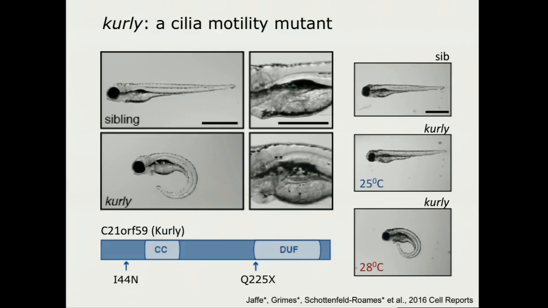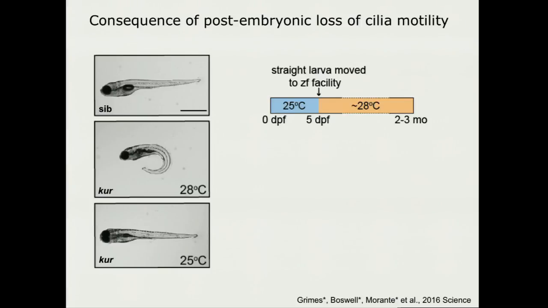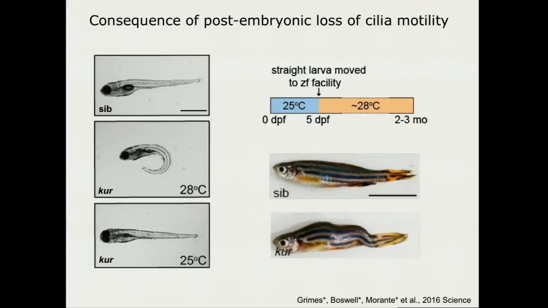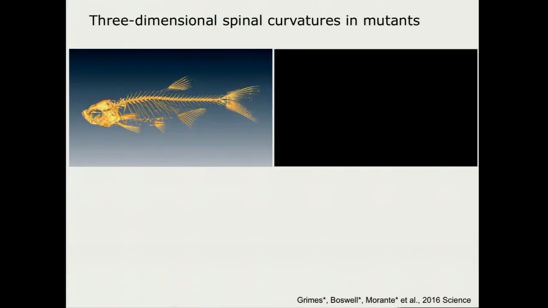So this temperature sensitivity was really, for us, an opportunity to shift the temperatures at which these fish are raised so that we could rescue early embryonic defects by keeping them at a low temperature for the first 5 days of life, and then shift them to a higher temperature to disrupt cilia beating and ask the question, do we see any later post-embryonic defects? And when we did this, we did see quite a striking defect in the overall morphology of the fish, as you can see there. This phenotype is better seen with micro-CT.